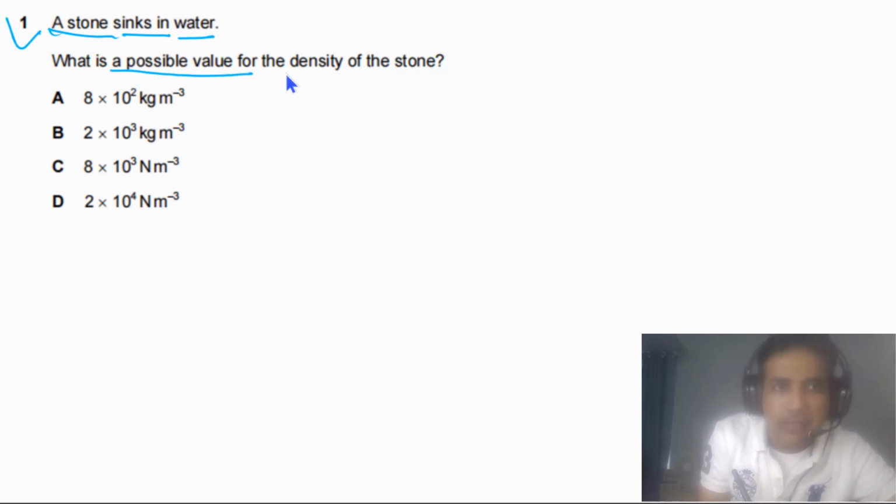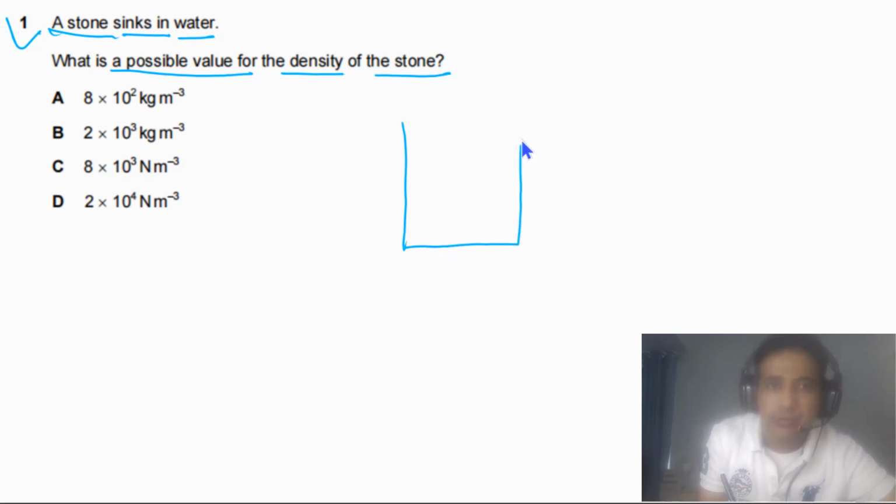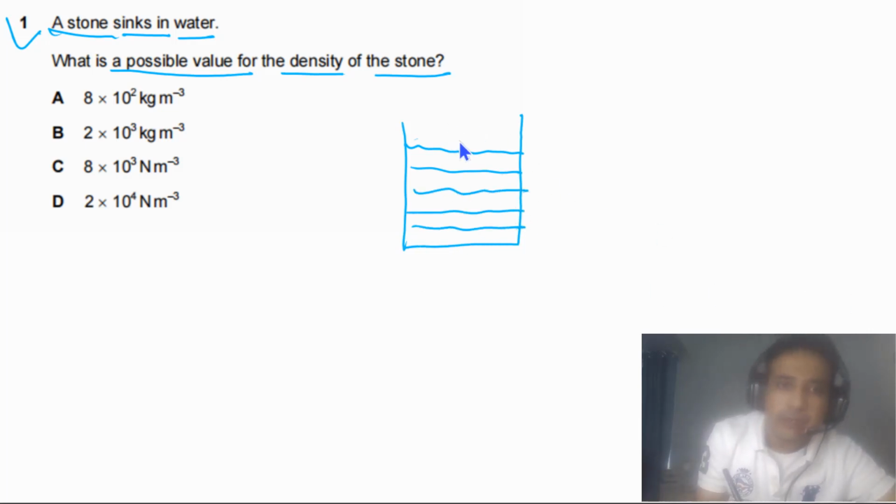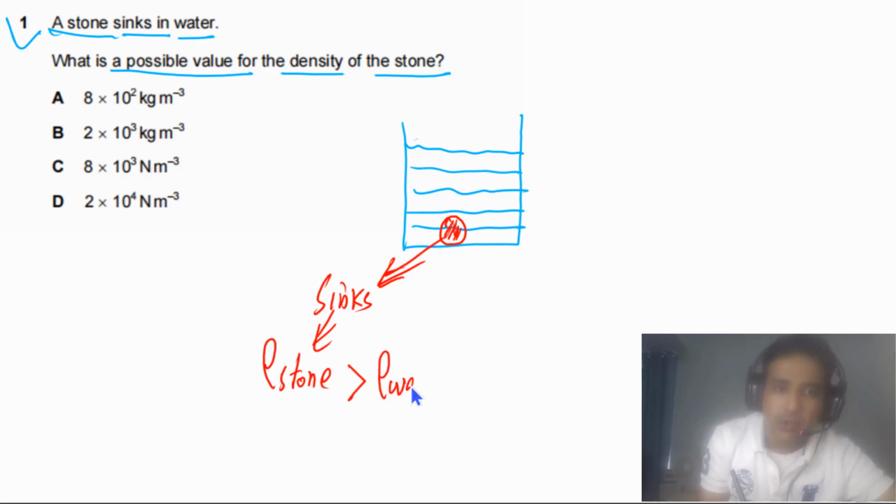What is a possible value for the density of the stone? First of all, we can simply imagine we have a beaker, and this beaker is filled with water, meaning we have some water inside this beaker. Now if we place a stone at the surface of the water, this stone will simply sink. So the stone will stay at the bottom of the water. As this stone sinks, it simply means that the density of the stone has to be greater than the density of water, and the density of water is equal to 1000 kgs per cubic meter.